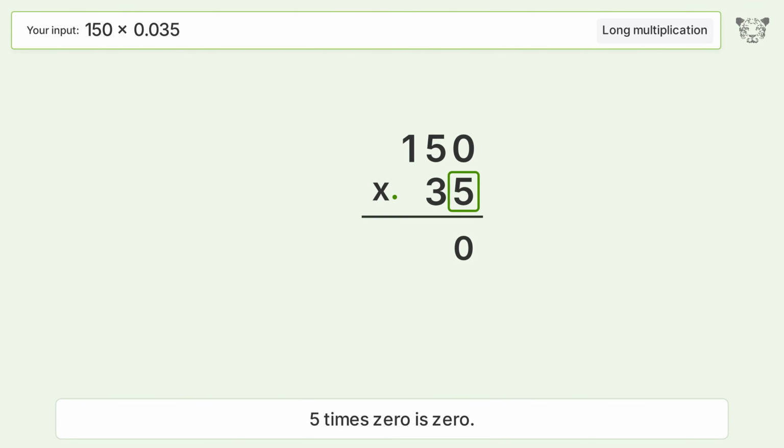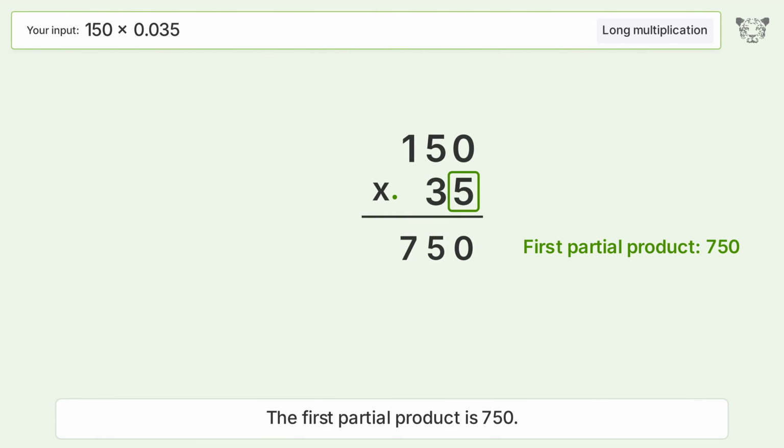5 times 0 is 0. 5 times 5 is 25. Put 5 in this column and carry 2. 5 times 1 plus the carried 2 is 7. The first partial product is 750.